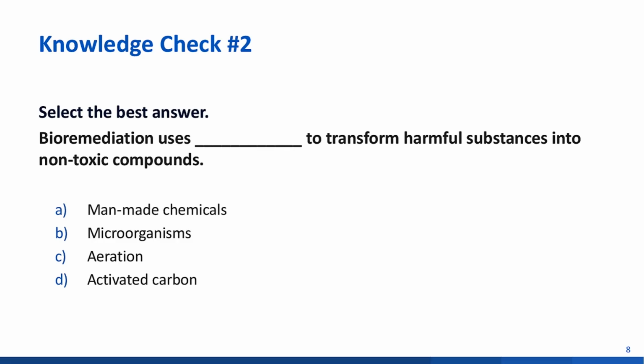The answer is B. Bioremediation uses microorganisms to chemically transform harmful substances into non-toxic compounds. This is a promising technology for treating chemical spills and hazardous waste. Bioremediation does not use man-made chemicals, aeration, or activated carbon, so these answers are incorrect.